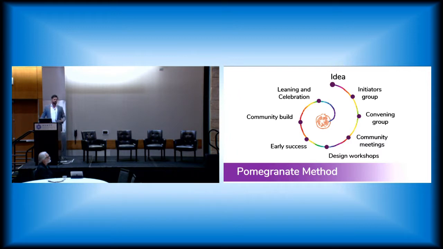someone having an idea. I think Olivia mentioned this in her presentation: there's a space that resonates, there's something, in either a good way or a bad way, where something should be done. That germ of the idea is the spark. Working through these stages, there's what's called an initiators group, and then a convening group, and then community meetings, workshops, building up to an early success event, a community build, and then the learning or leaning and celebration. Leaning is like when you're really relaxed after you've learned, you just lean back. That's part of the celebration. Learning and celebration is an important part of the whole process. And this is an iterative process, and it takes time.